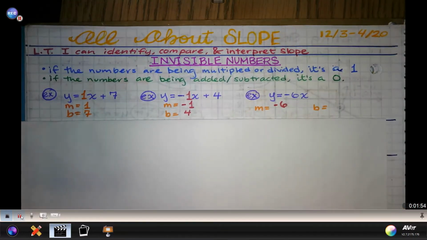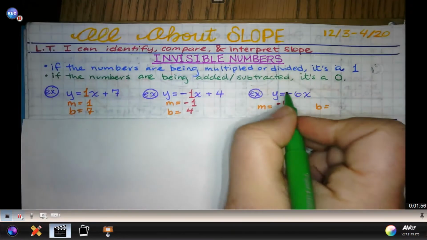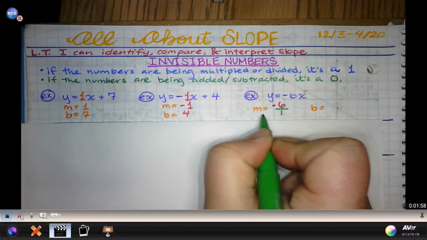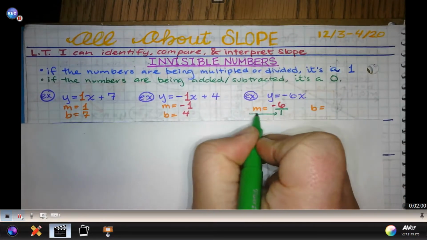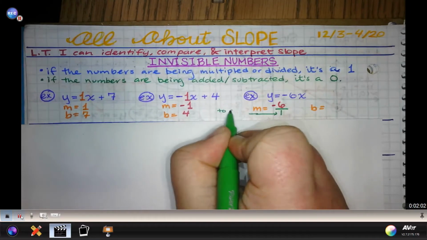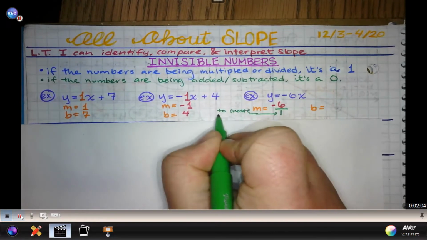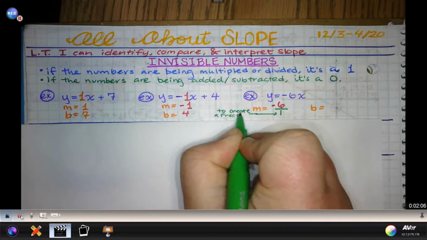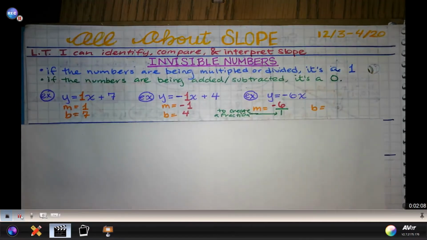But if you want to make it into a fraction, you can put it over 1 to create a fraction. And you'll see why later in the lesson why you might need to create a fraction when there isn't always already one. But sometimes you want your slope as a fraction. So you can just put it over 1. So that 1 is invisible. Any number can be over 1.